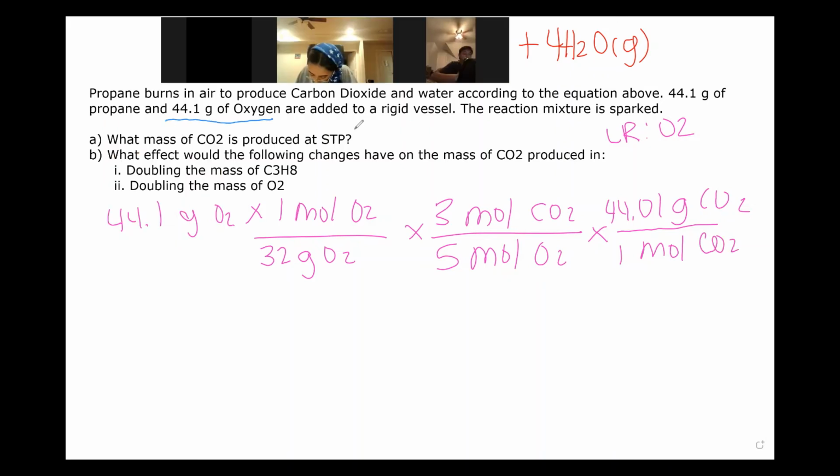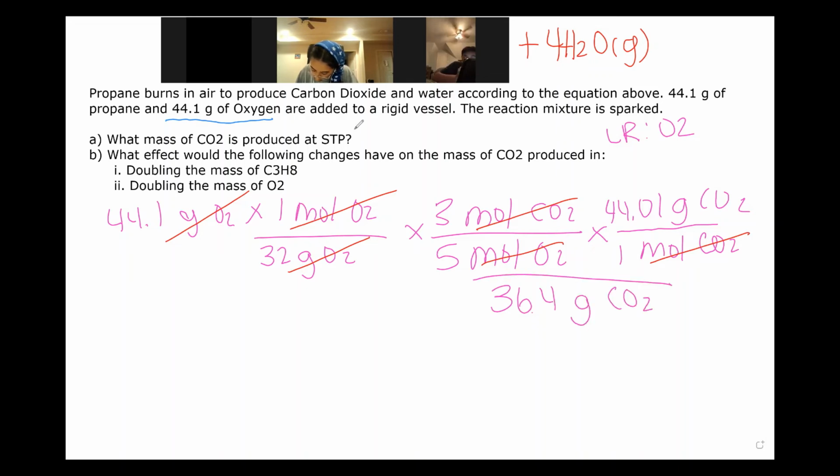So this is the whole stoichiometry process. Let's scratch out everything that we got rid of: grams, grams, moles, moles, moles, moles. So once I do this, I figure out that I have 36.4 grams of CO2 produced. Did you get that?